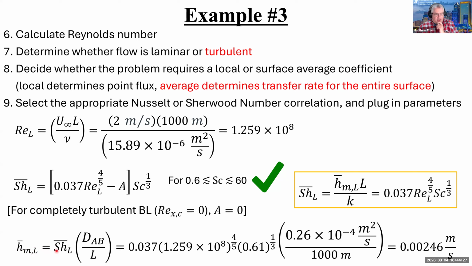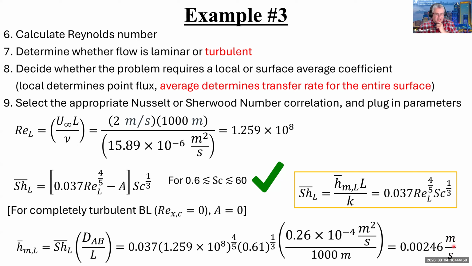All right, so here is my convection coefficient: Sherwood number times not K, but DAB divided by L gets me this. And here I am just plugging in values, right? 0.37, Reynolds number to the 4/5, Schmidt number to the 1/3. Here is my diffusion coefficient. Here's my L, and what I get is 0.00246.